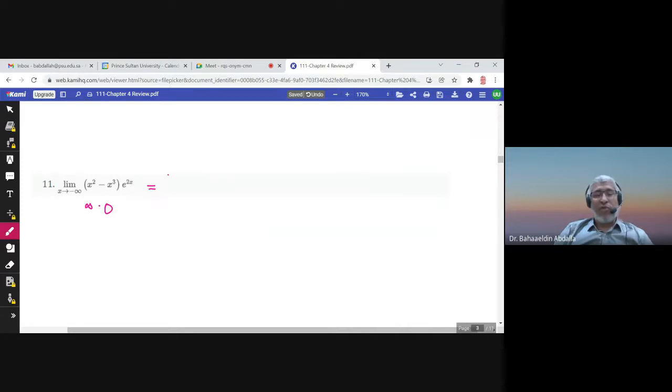So what to do? I take one of these two below. So I choose to take e to the power 2x below. So it would be e to the power negative 2x. And now if I replace x by negative infinity, I will have infinity over infinity, because this would be negative infinity, e to the power infinity is infinity. So now I can use L'Hopital's rule.